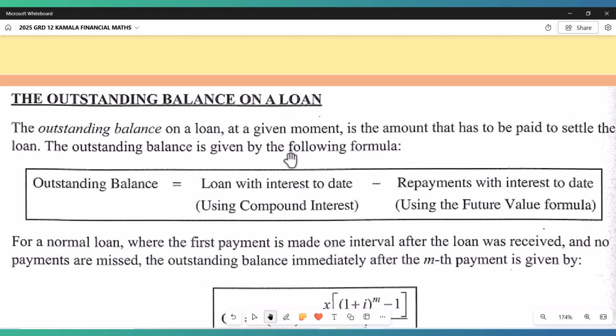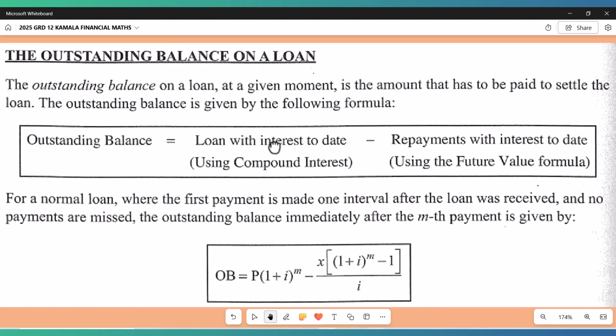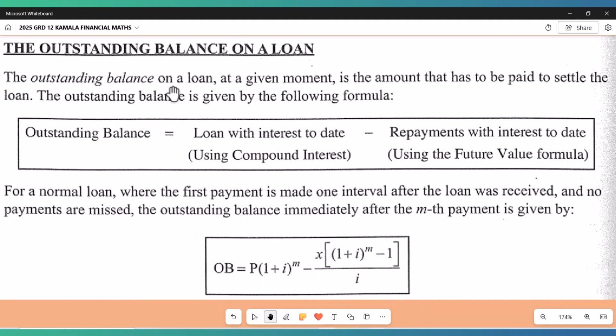So we are saying that the outstanding balance on a loan at a given moment in time is the amount that has to be paid to settle the loan. The outstanding balance is given by the following formula. Outstanding balance equals the loan with the interest to date minus repayments with the interest to date. Now, for the loan with interest to date, we use the compound interest formula.